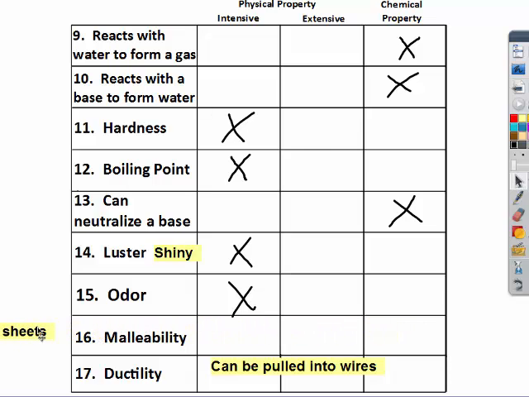Malleability, hitting something and it flattening into a sheet is a physical property, and it helps us identify it. Again, that's a property of a metal. And ductility, pulling something into wires and it not breaking, is also a physical property that can help us identify it. Again, many metals are ductile.